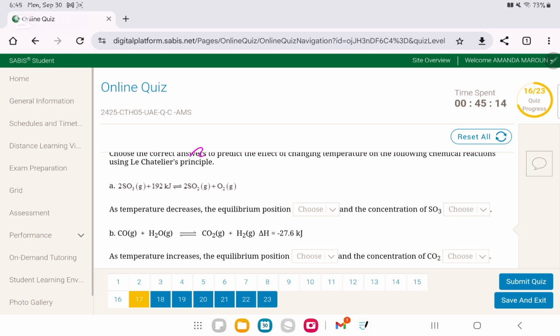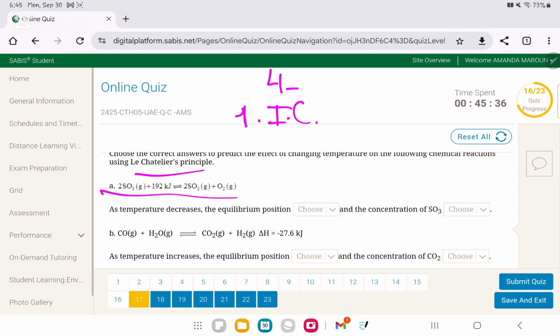They're telling us, choose the correct answers to predict the effect of changing temperature on the following chemical reactions using Le Chatelier's principle. So, remember the 4 steps we have to follow. First, we need to identify the change, so the imposed change. Let's take A as our example.